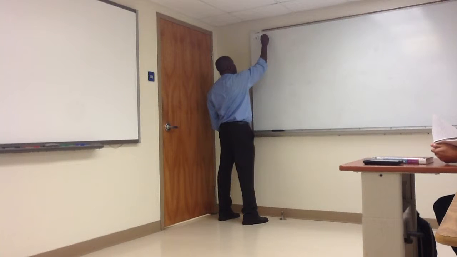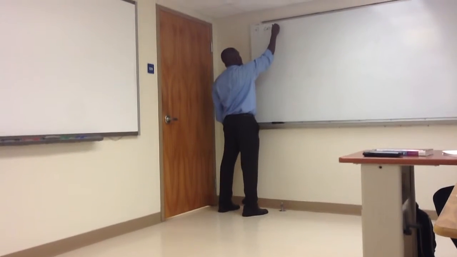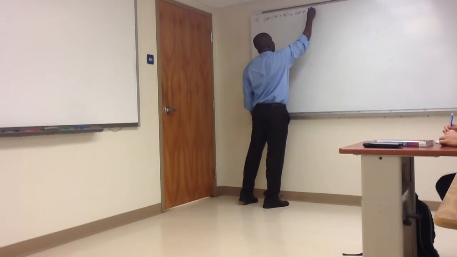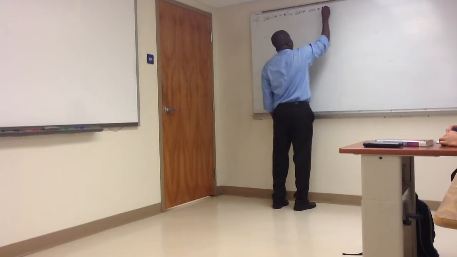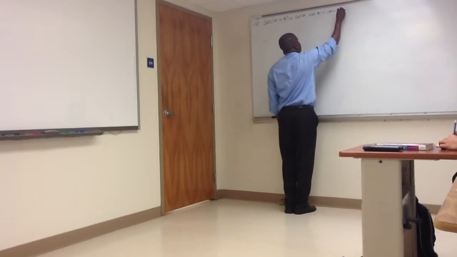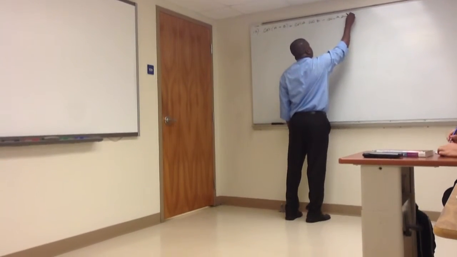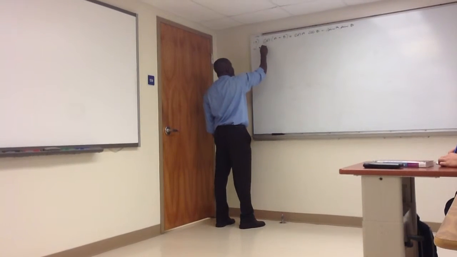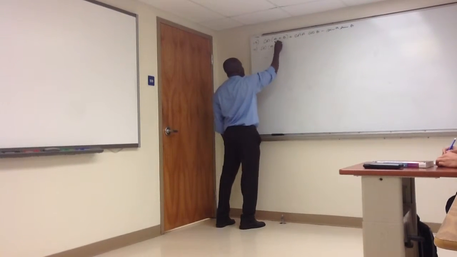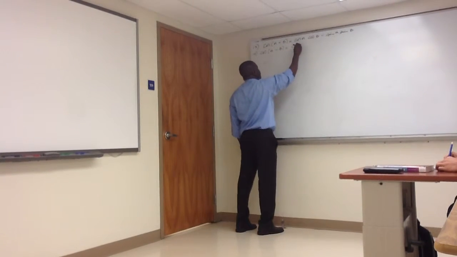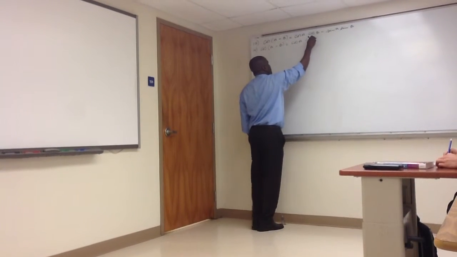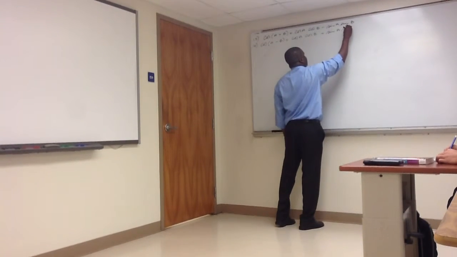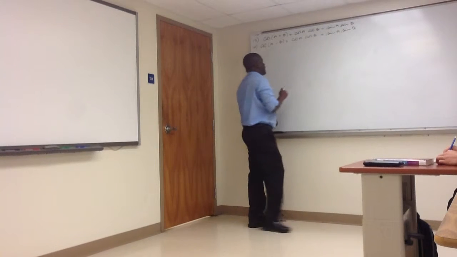Sum and difference formula. Let's look at cosine of A plus B. This is cosine of A, cosine of B, minus sine of A, sine of B. 14. Cosine of A minus B is cosine of A, cosine of B, plus sine of A, sine of B. Observe the twist, the signs.